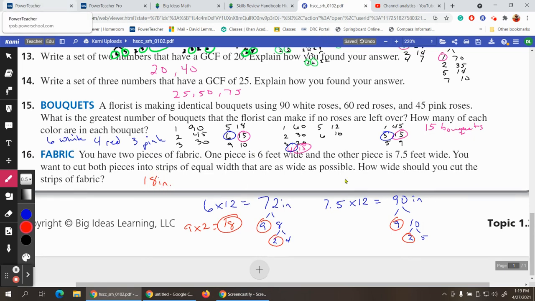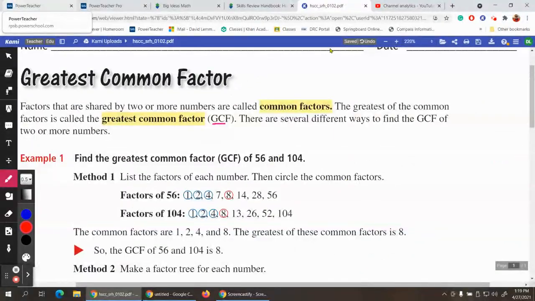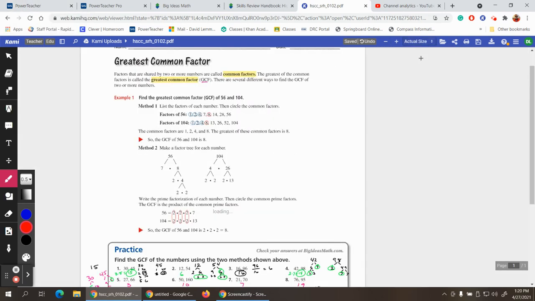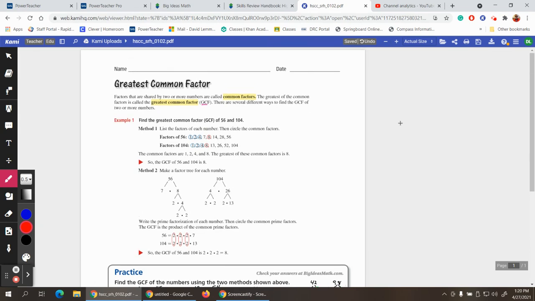All right. So that is our review of the greatest common factor.